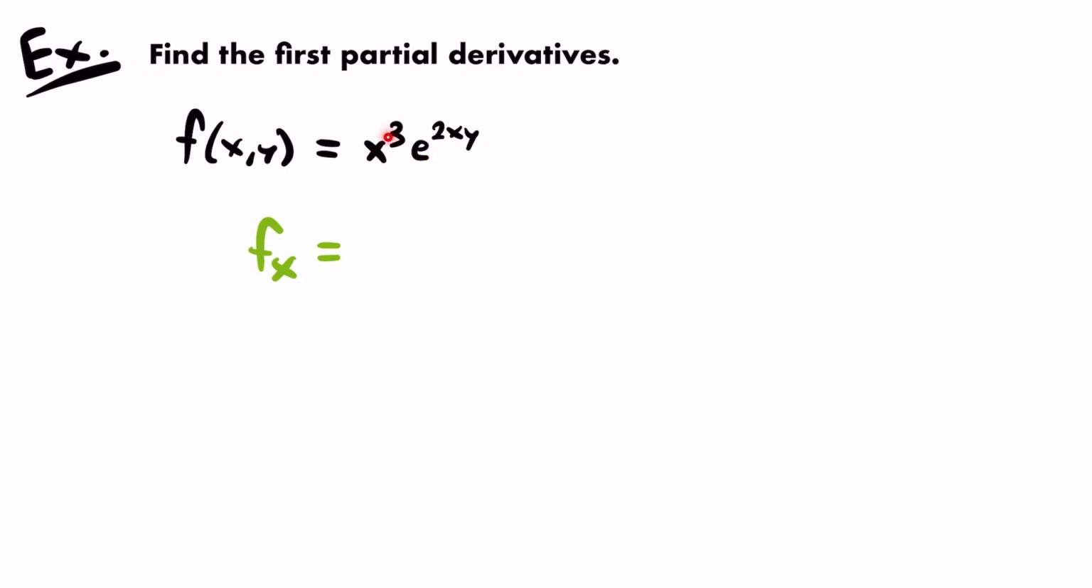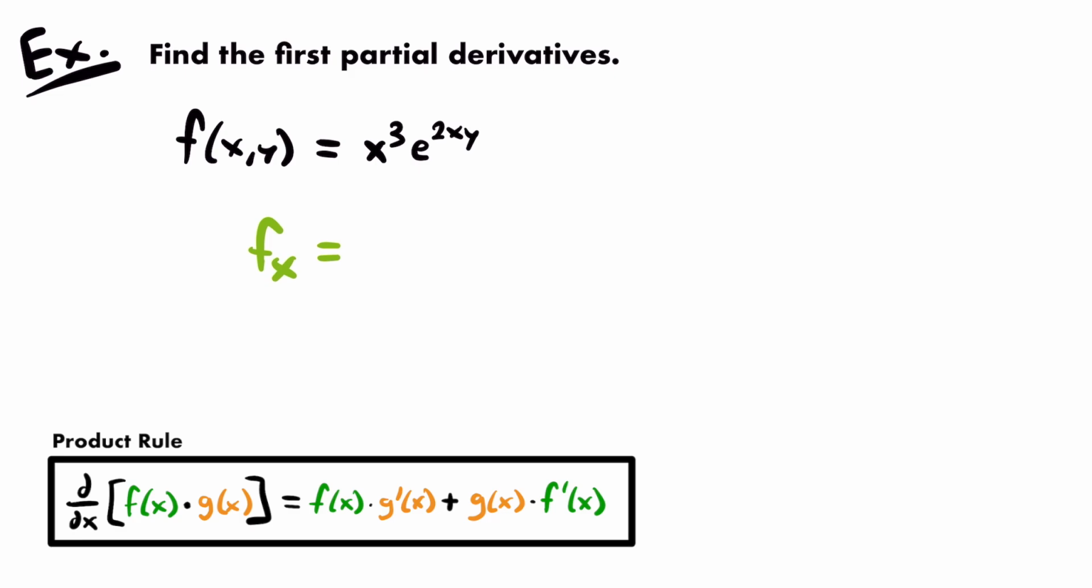We have this x³ being multiplied by e to the power of 2xy. All right, it's very important that you see x in both of those parts before you decide to use the product rule. Remember, when you have the product of two functions in terms of the variable that you are taking a derivative with respect to, you have to use the product rule that you learned in Calculus 1. And in case you don't remember, I'll have it up here on the screen for you to reference.